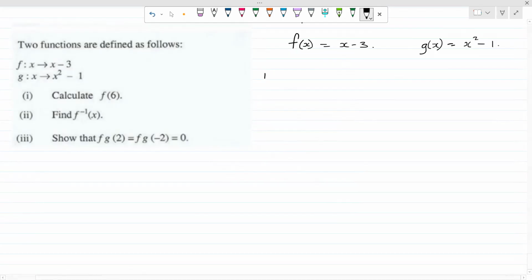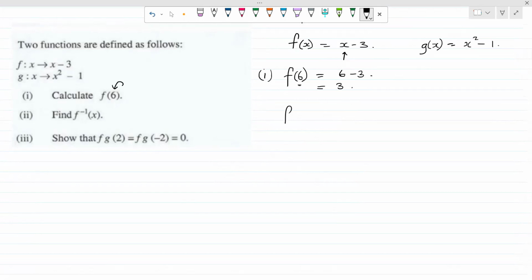Now, first up, we want to find the value of f of 6. When we calculate in functions, when we put a 6 inside of this bracket here, what we are doing is we're replacing the x with whatever we put inside of this bracket. So when I'm finding f of 6, I'm actually going to put a 6 here minus 3. And I can work this out. 6 take away 3 will give me 3.